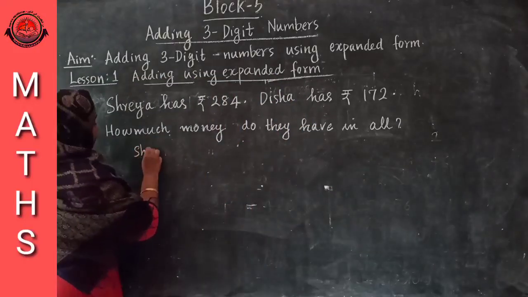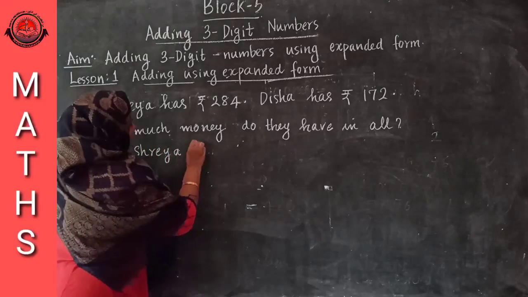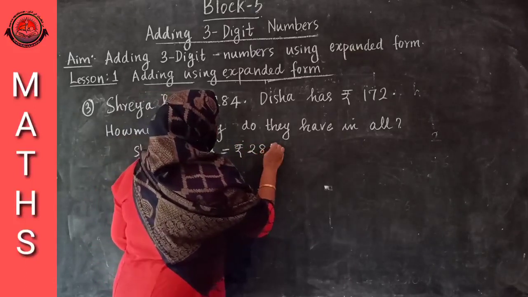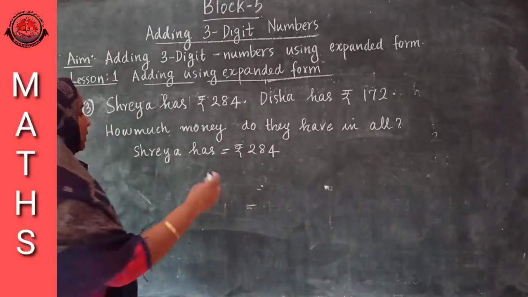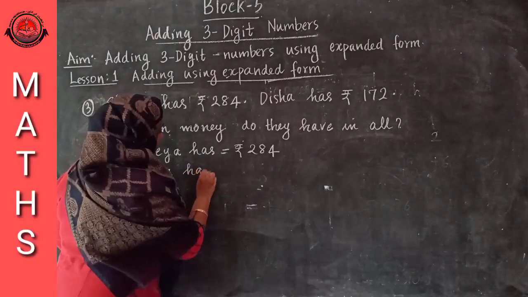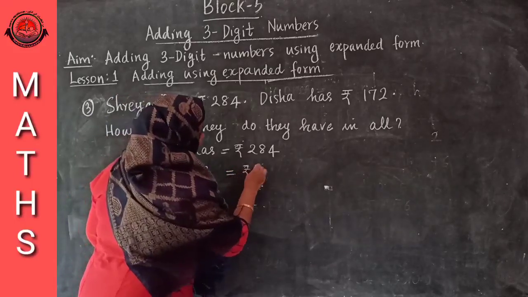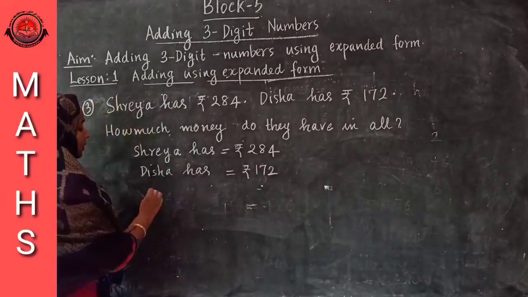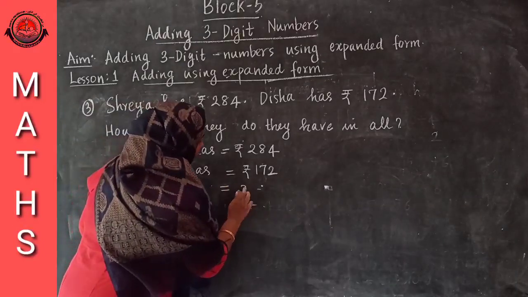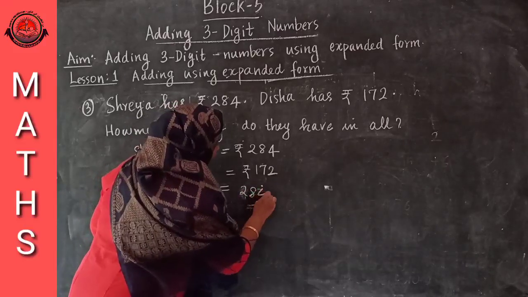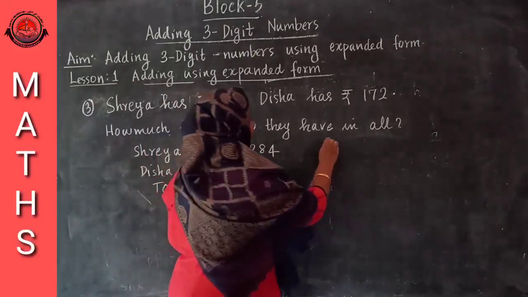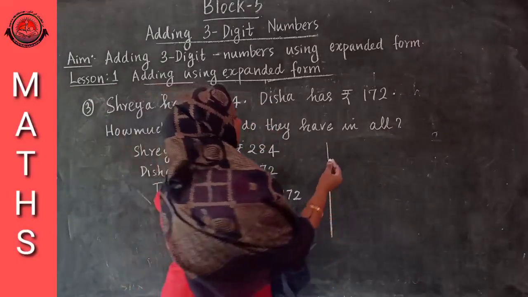Shreya has 284. Next, Disha has rupees 172. Then total amount, total is equal to 284 plus 172. We can do the calculation here on the right side.